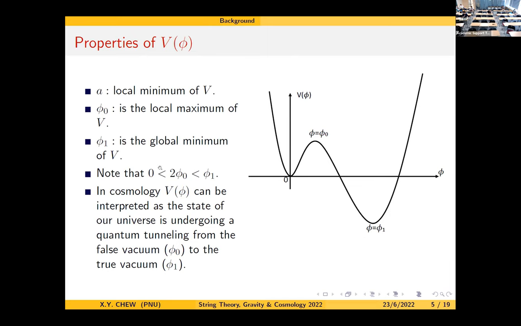So the local maximum of the potential, phi naught, and phi one are related by this relationship. In cosmology, I think Sidney Coleman was the first person to use this kind of potential to describe the universe undergoing quantum tunneling from the false vacuum, which is given by phi naught, a local maximum of the potential, to the true vacuum phi one. In cosmology, I think this potential is used to study inflation. Since I'm not an expert on this, maybe you can share your knowledge with me if you know.